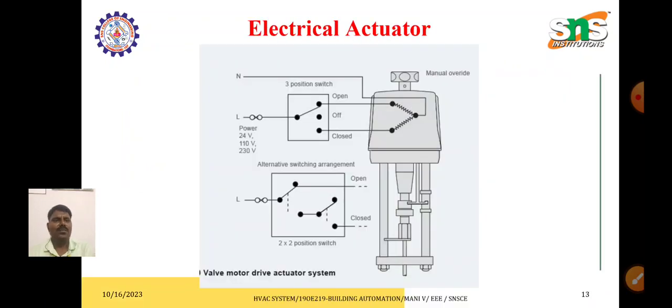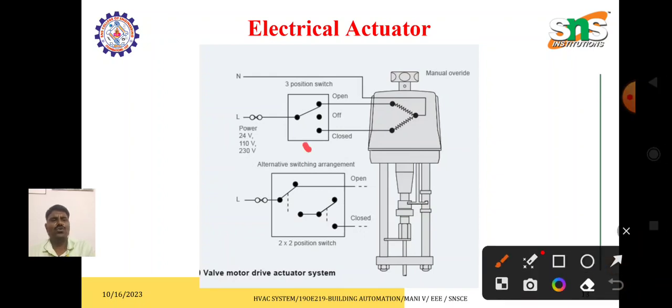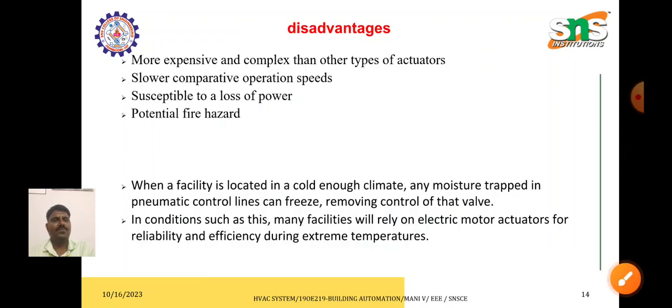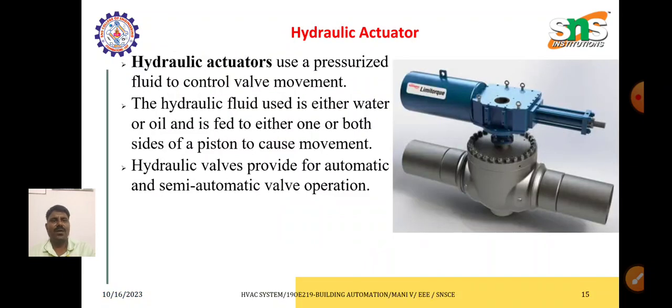And this is the actuator. Based on the switching operation, we may operate the electrical actuator in forward and reverse direction, as well as on and off control. And this is a disadvantage: it is more expensive when compared to the pneumatic actuator, and the potential fire hazard is also present in this method. And this is a hydraulic actuator.